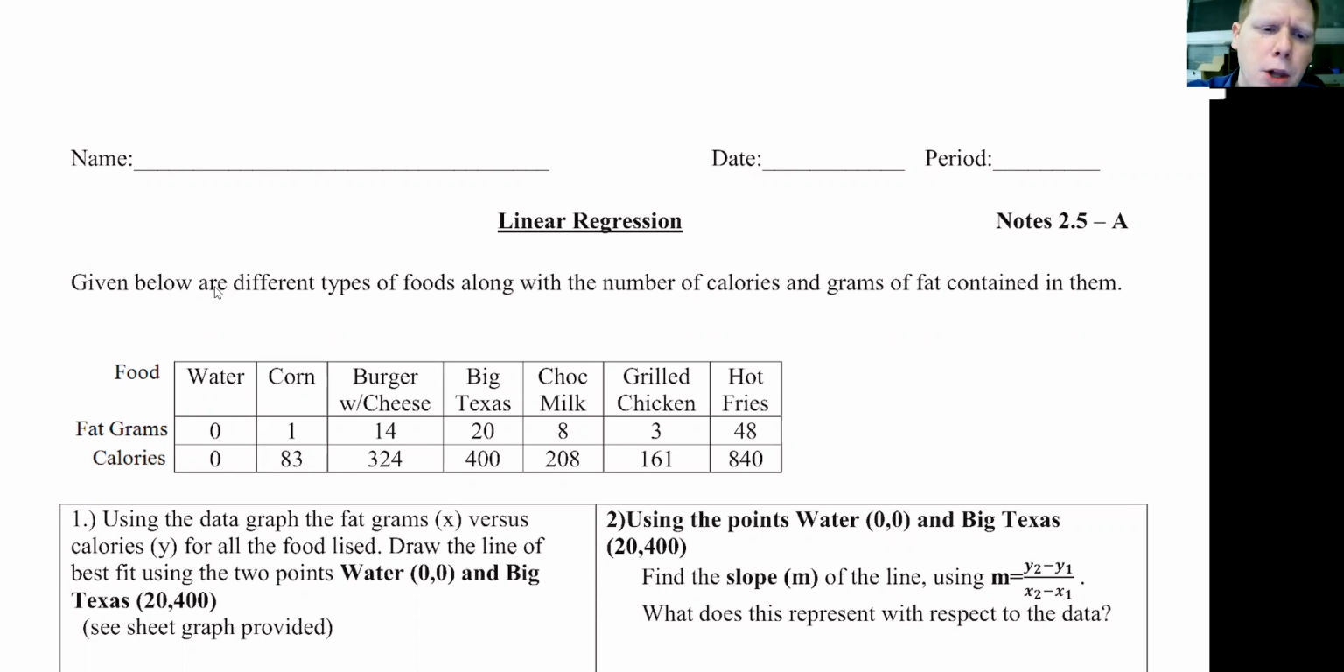If you look at this, it says given below are different types of food along with numbers of calories and grams of fat contained in them. So you can see in this chart, we've got different types of food, the number of fat in them, and then the calories as well. One tip, if you have a horizontal table, your first row is your X variable, the second row is your Y variable. And if you see a table that's vertical, remember your left column's your X, the right column's your Y. So just keep that in mind, with a horizontal table, the first row is your X variable, the second row is your Y variable.